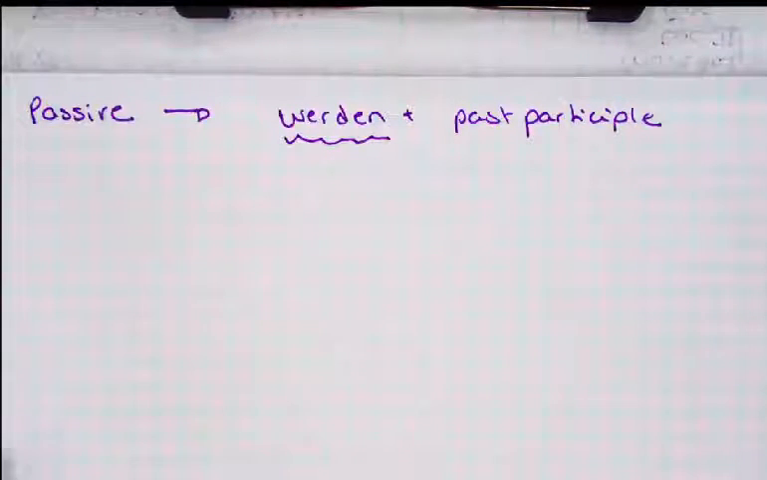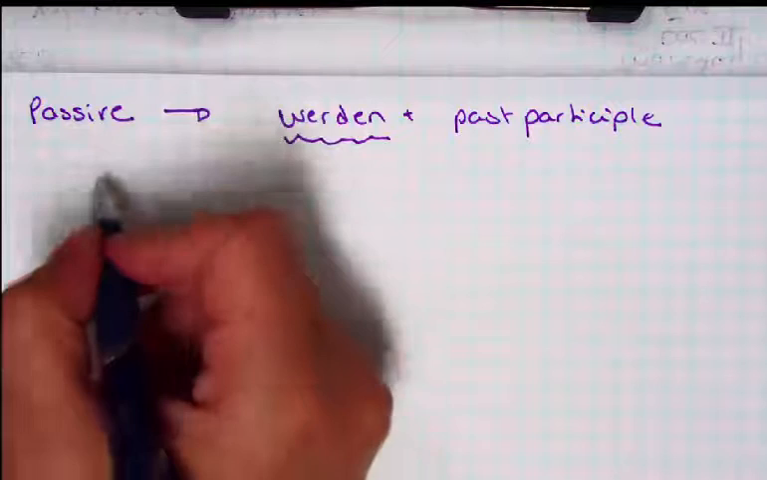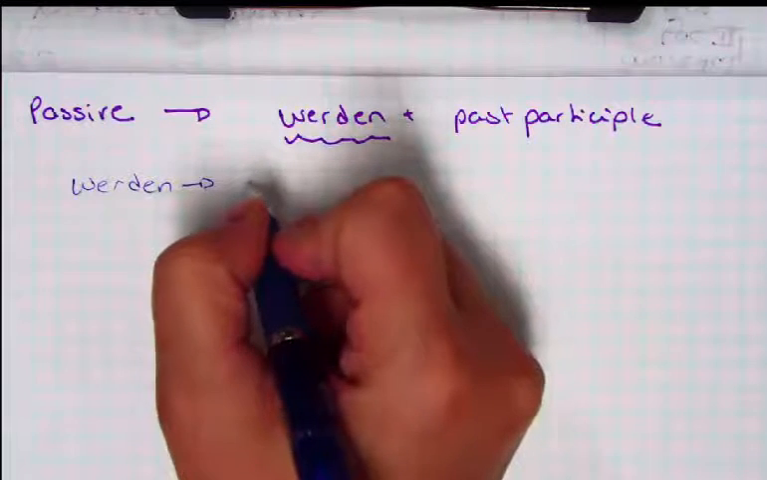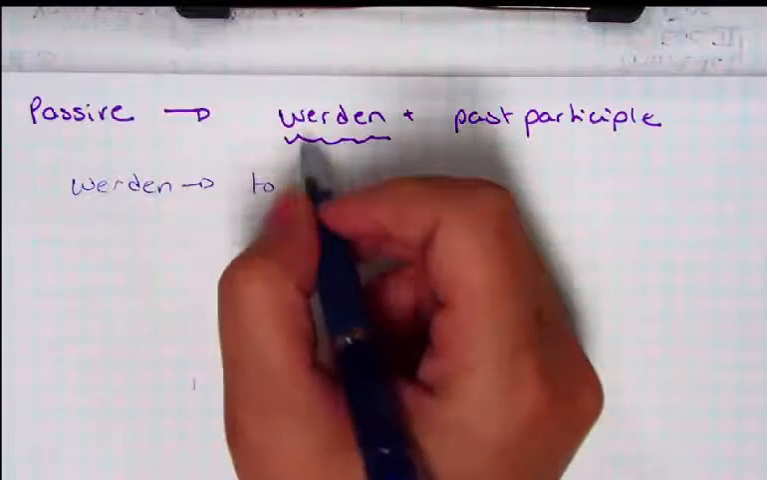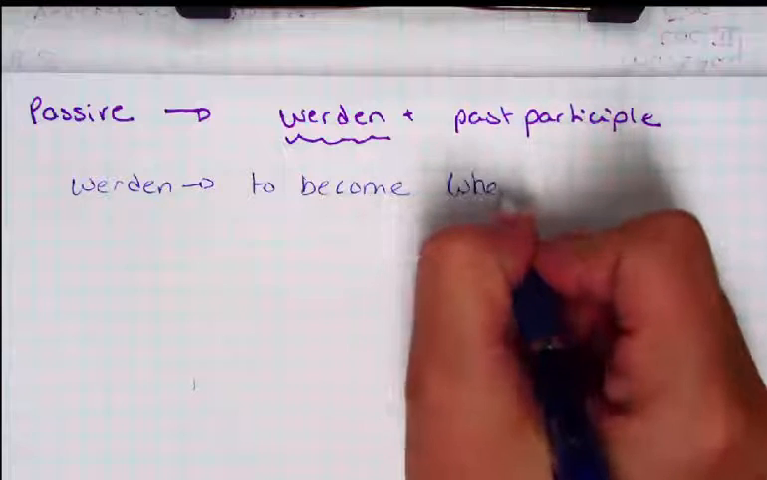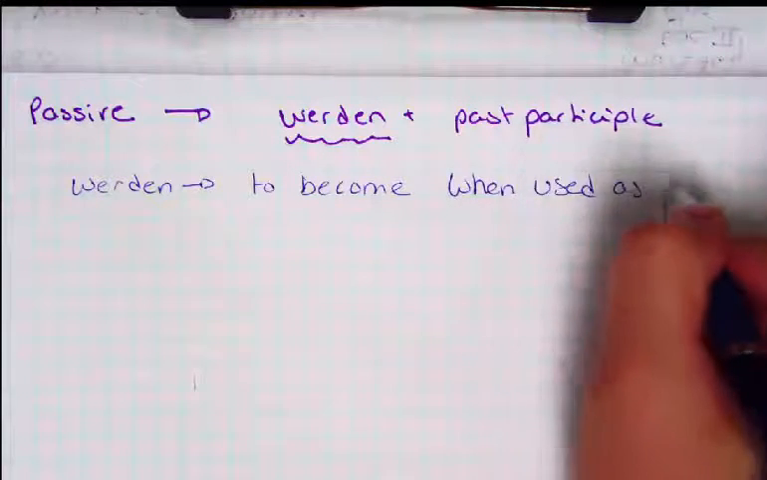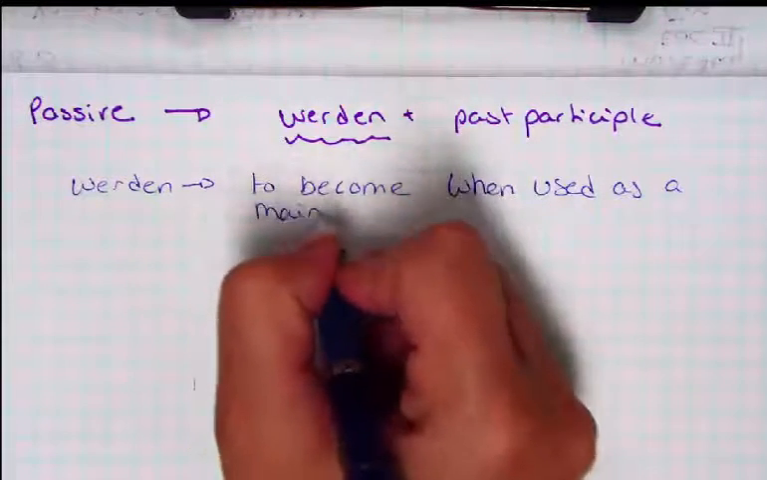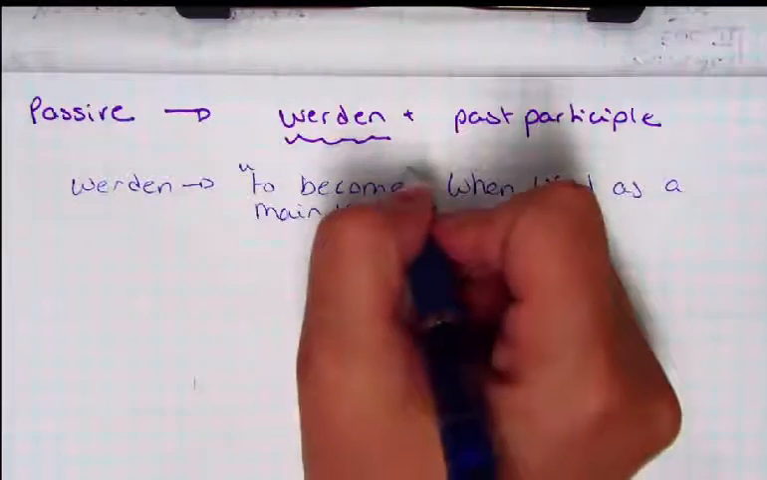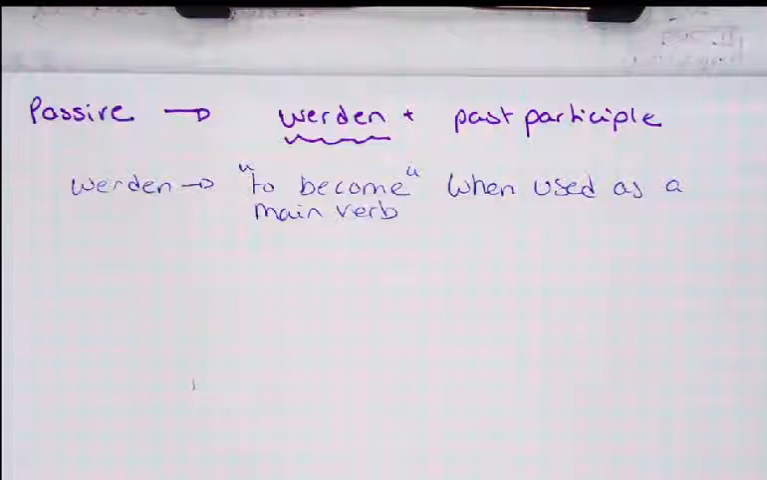Now, unfortunately, werden also exists as a main verb, and you guys have used it for a while. And it means to become when used as a main verb. And there's several other uses. We won't go into those right now, but to become is that main one that you have already used. So I'm going to show you guys some more sentences so that you get the focus and how this swapping happens.